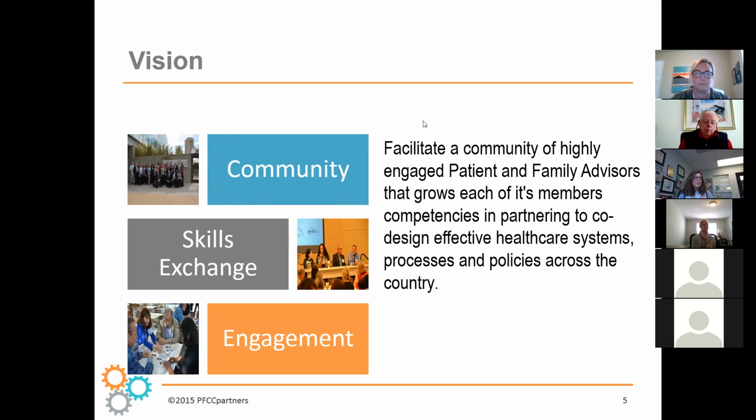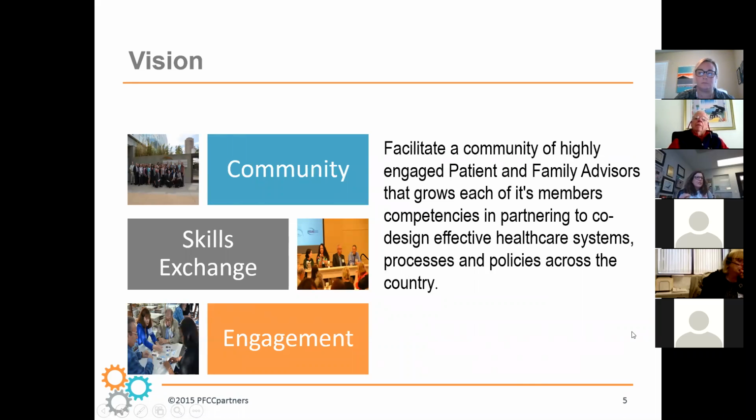The network was developed in response to the explosion of patient and family engagement opportunities, and really being understood and valued as a highly valuable strategy for reaching the improvement that we wanted to see. And so we felt, along with several advisors that we'd been in touch with, that creating a sense of community around what the role of advisor is and does, and what those commonalities are, was really important.